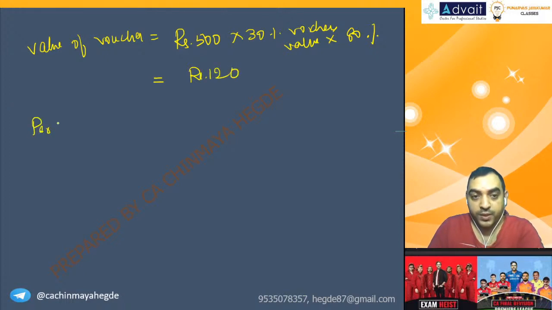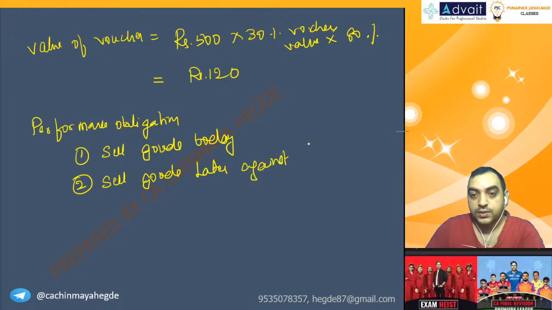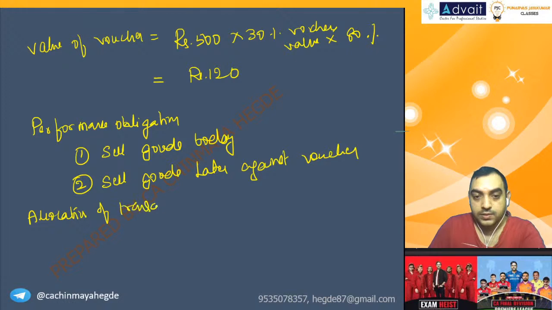They've asked what are the performance obligations. So performance obligations are: 1, to sell the goods today; and second, sell goods later against voucher. Then they've asked the allocation of transaction price. So how do you allocate?